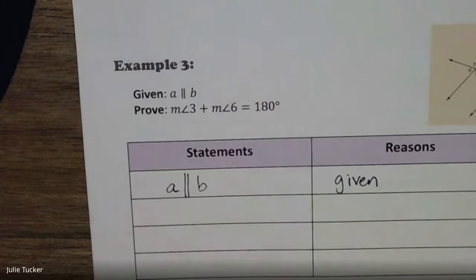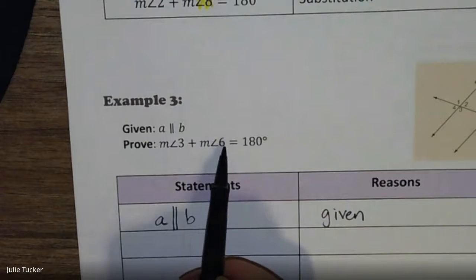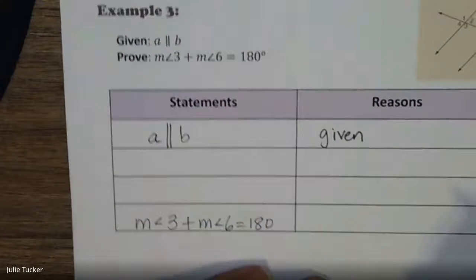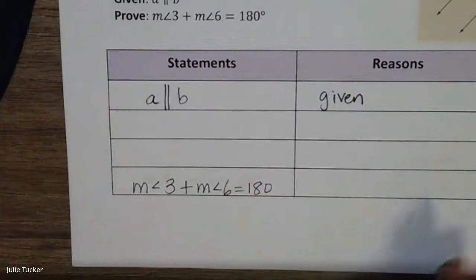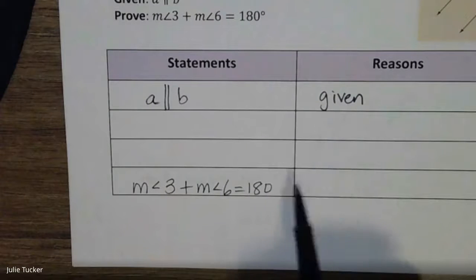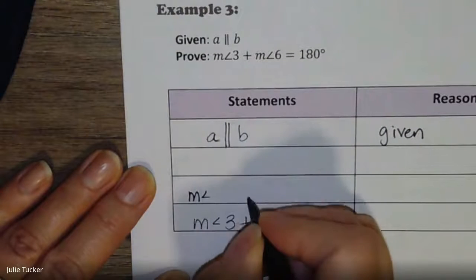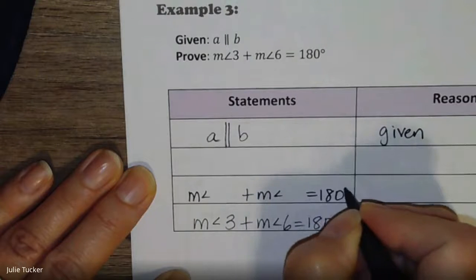And I know the thing I want to prove is that the sum of angle 3 and angle 6 is 180. So I'm going to put that at the bottom. And we know it's probably going to be substitution, but I don't want to write that in pen because what if I have to change it? So I'm going to wait on that. But if it is substitution, then this will be measure of angle something plus measure of angle something equals 180.